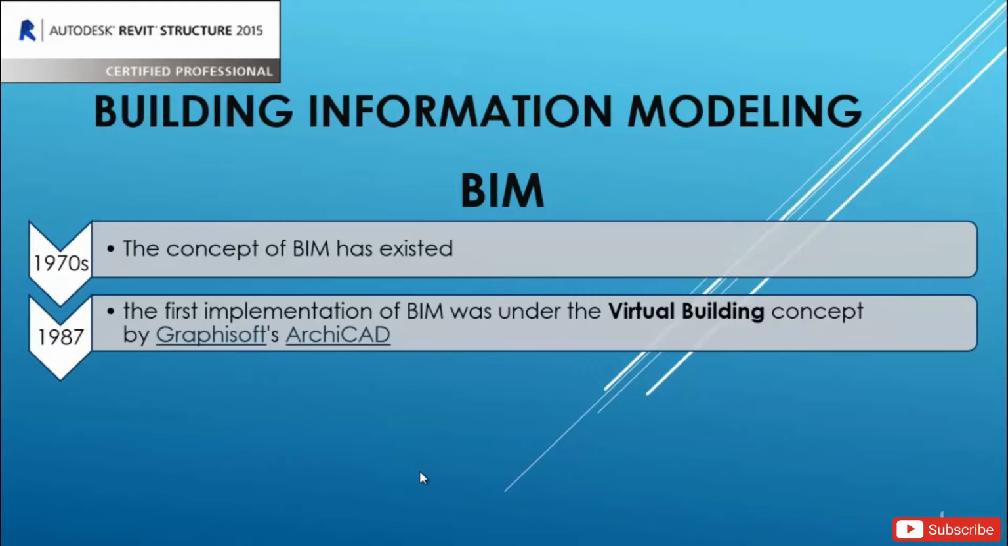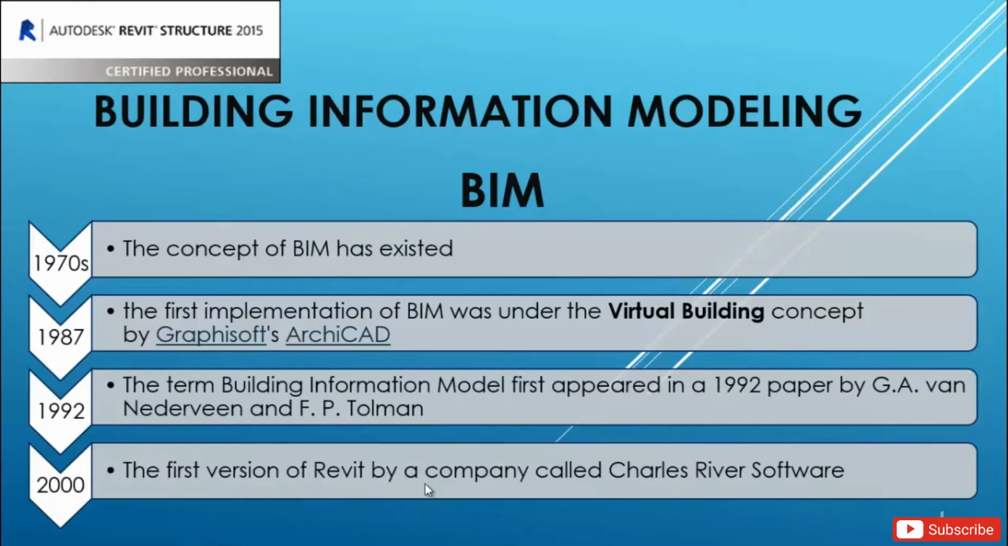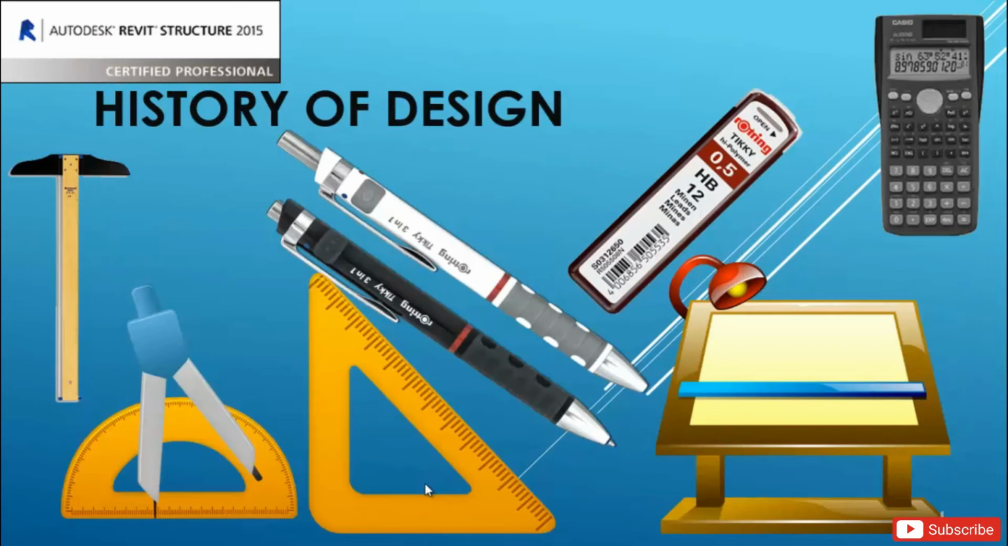In 1987, there was a company called Graphisoft that used a program called ArchiCAD to make something called a virtual building. The virtual building was the first implementation of building information modeling. After that, the term building information modeling first appeared in 1992. Then came the first version of Revit, by a company other than Autodesk. It was not by Autodesk. The history of design.